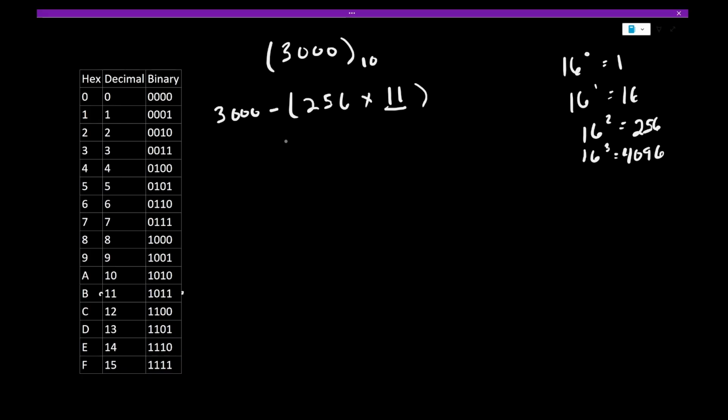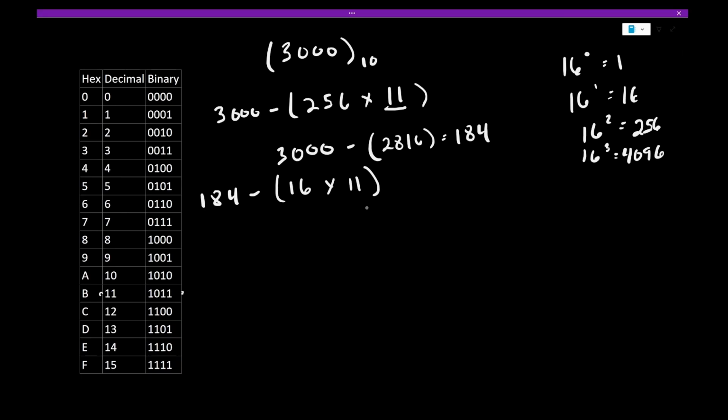All right, so now we're going to have 3,000 minus 256 times 11, which is 2,816, and that equals 184. Bring down your 184. We're going to do the same thing, except now the largest power of 16 that goes into 184 is just 16 to the 1, which is 16. Now, how many times does 16 go into 184? It goes into it 11 times and some decimal. Again, get rid of those decimals. We're just going to go down to the nearest whole number. So it's 16 times 11 once again. That 11 is going to be underlined because we're going to need to remember that.